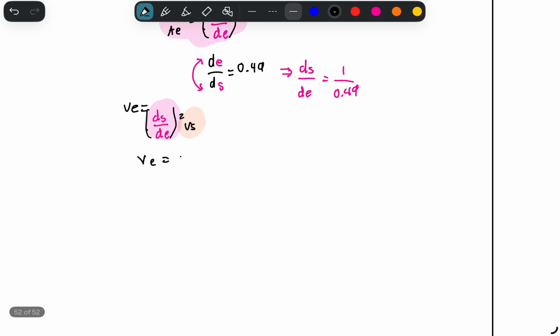So then now what you have is 1 over 0.49 squared times 1.68. Now this is approximately equal to 6.997 meters per second, which we'll just say is 7 meters per second.